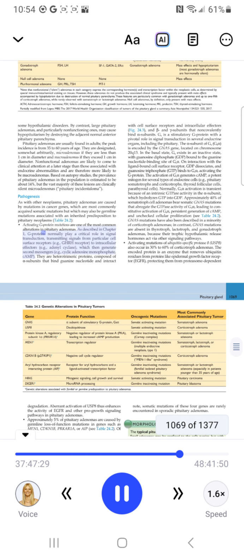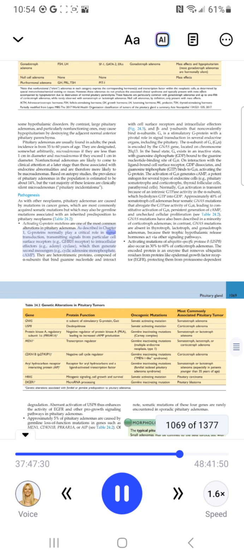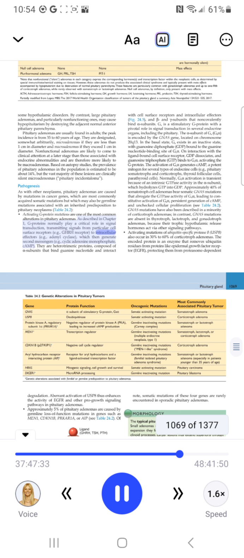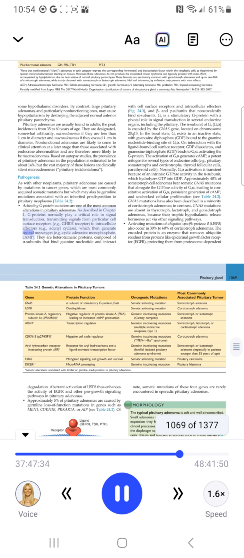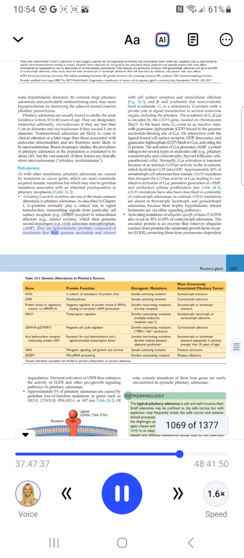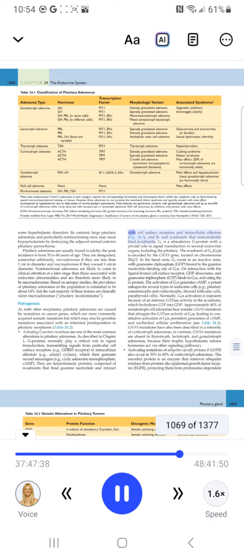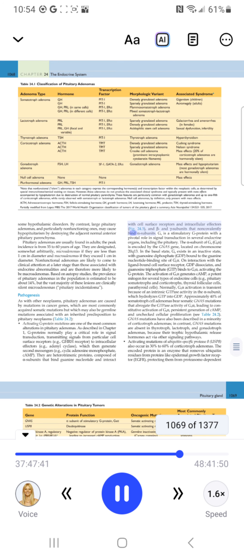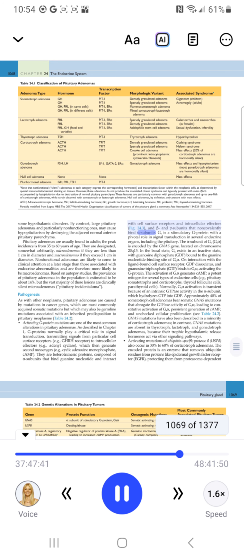As described in Chapter 1, G proteins normally play a critical role in signal transduction, transmitting signals from particular cell surface receptors, e.g. GHRH receptor, to intracellular effectors, e.g. adenyl cyclase, which then generate second messengers, e.g. cyclic adenosine monophosphate, cAMP. They are heterotrimeric proteins, composed of alpha subunits that bind guanine nucleotide and interact with cell surface receptors and intracellular effectors, Figure 24.5, and beta and gamma subunits that non-covalently bind alpha subunits.